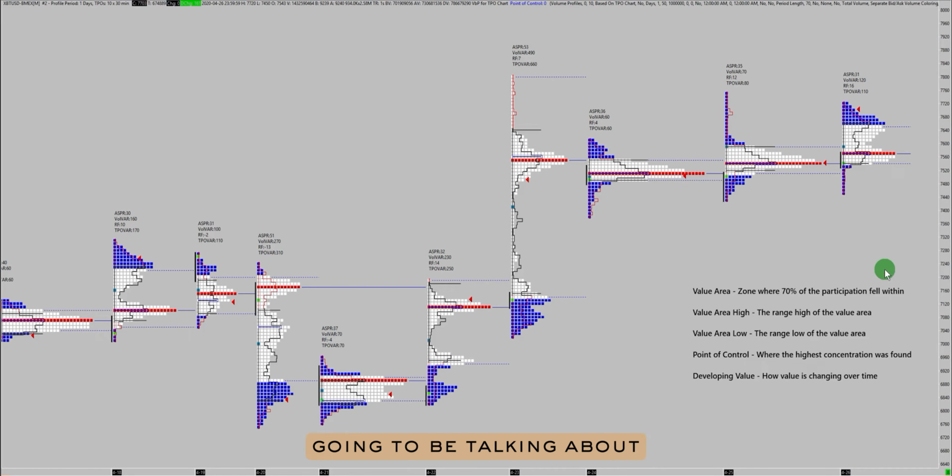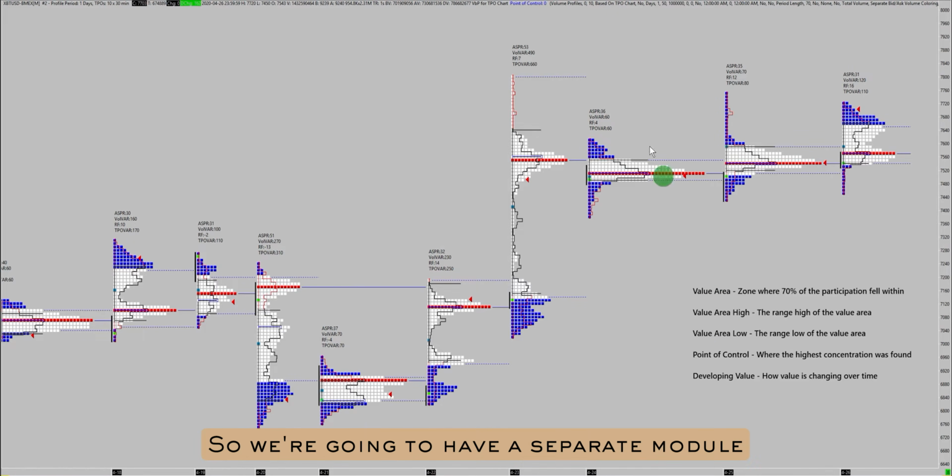So some of the things we're going to be talking about quite frequently are the terms you find right here. The value area high, the value area low, the point of control, and developing value. Now for the sake of this video, when we refer to the value area high, the value area low, and the point of control, we're going to be talking about the TPO value area.